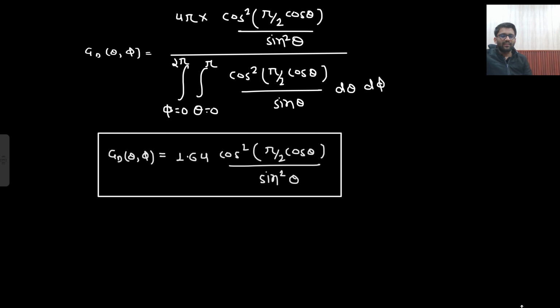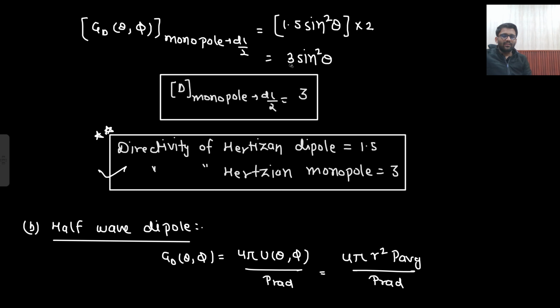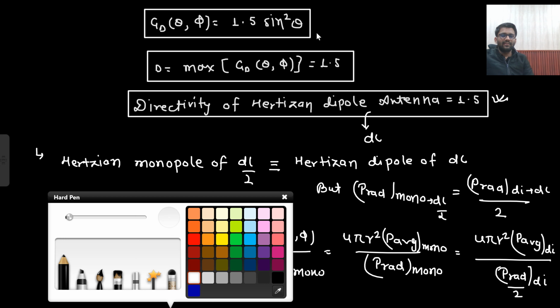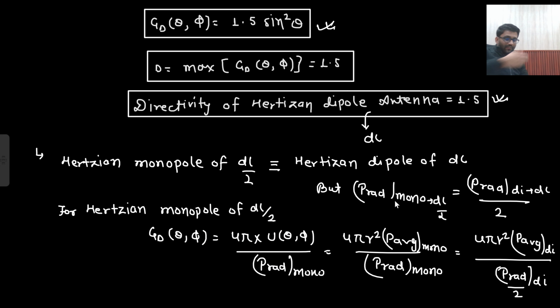This was easy. Here it was 1.5 into sin square theta. This was very easy. Because what I feel is that in the examination they can ask you the directive gain at a particular angle as well. What mostly people remember is the directivity of a Hertzian dipole antenna, 1.5. But in the examination they can ask, tell the directive gain at theta equals to 45 degree. Because directivity you need to take the maximum value, and everyone remembers the maximum value of sin theta is 1, but they don't remember this expression.